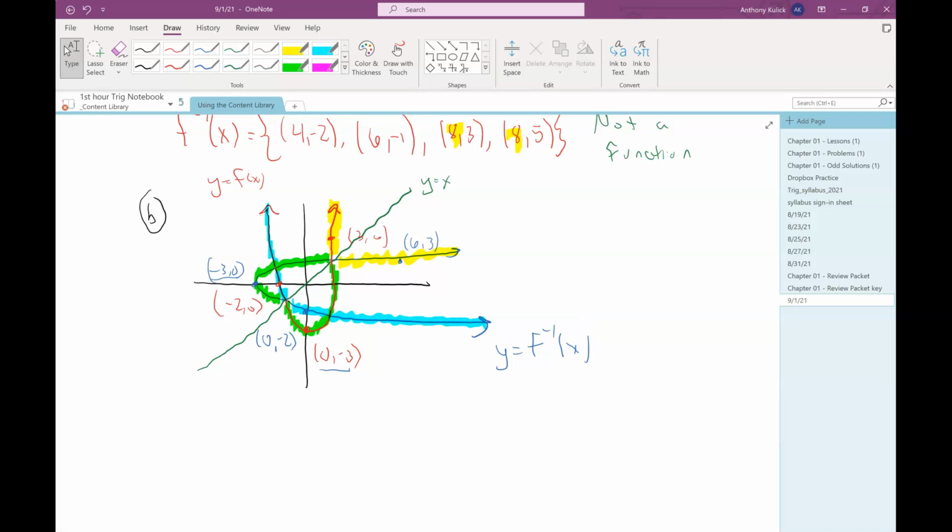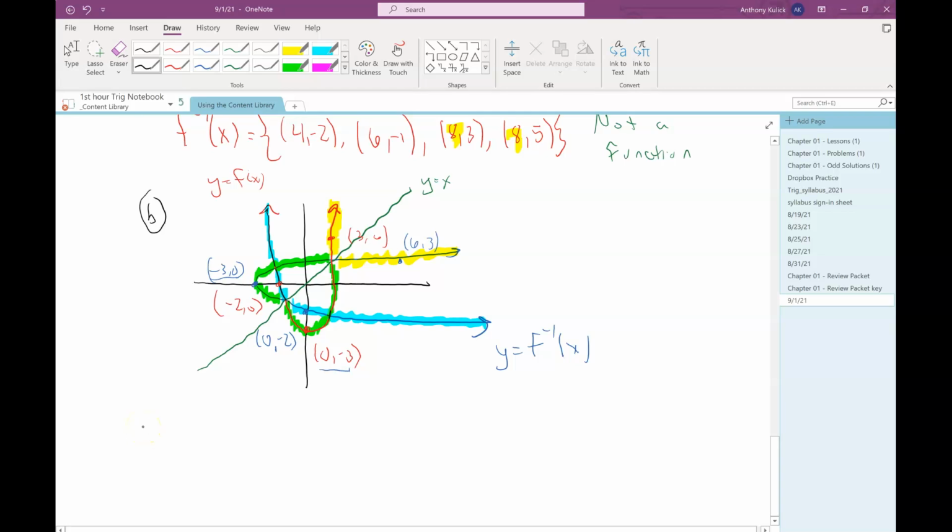Again, observe that f of x was not 1-to-1 because it would fail a horizontal line test. There would be two y's assigned to, or the same y assigned to two different x's. And as a result here, obviously f inverse isn't a function, right? That was one of our observations we made yesterday.